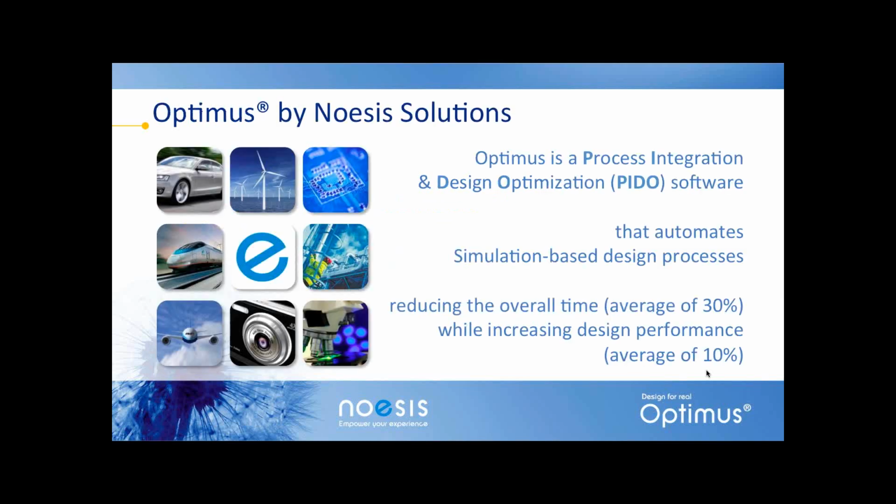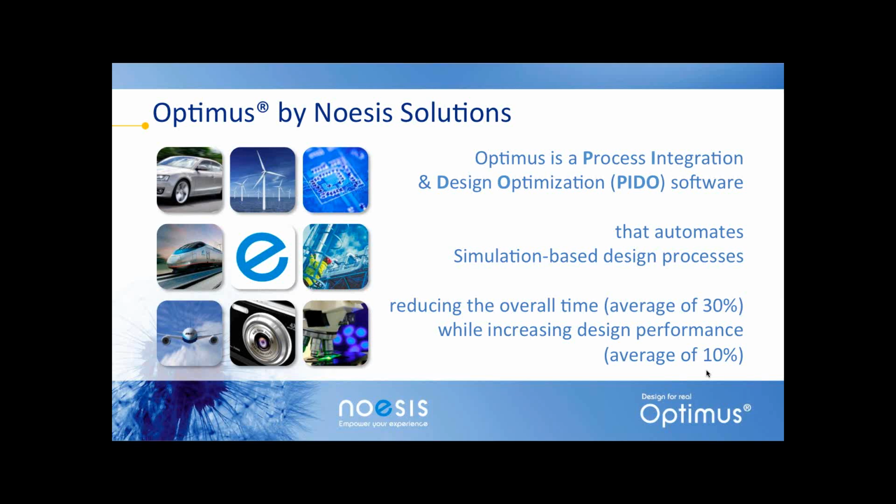Optimus is a process integration and design optimization software, sometimes referred to as PIDO. It automates the simulation-based design process, and the benefit that it provides the user is reducing the overall time by an average of 30%, while at the same time allowing you to get higher performance from your designs, average of 10%.